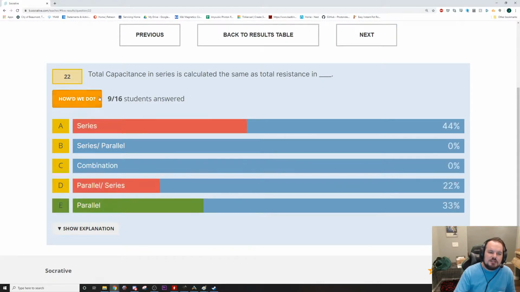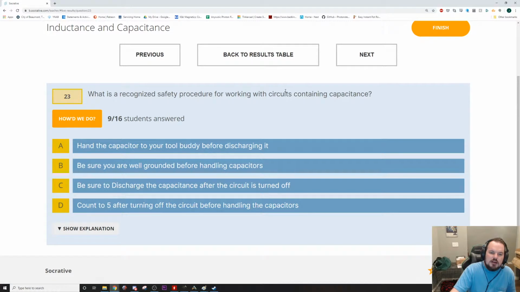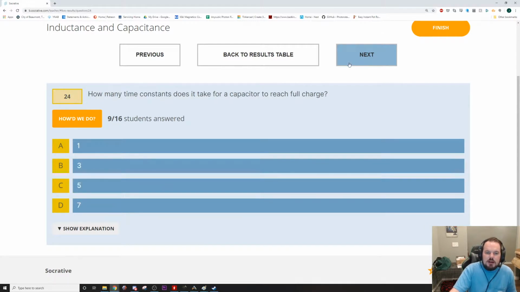Total capacitance in series is calculated the same as total resistance in parallel. Discharge the capacitor after the circuit is turned off. 5 time constants is always 5 time constants. I guess there will be situations otherwise, but not in this class. If you're ever asked, it's going to be 5 time constants. But that's stuff for the last test. How to calculate a time constant, we don't care about that.